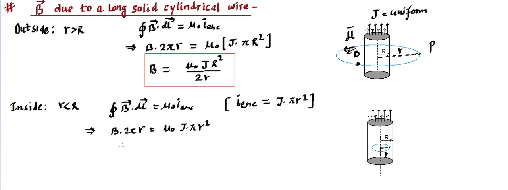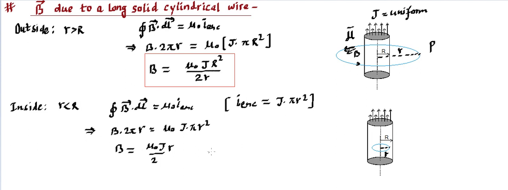If we settle it down, then you'll find B is going to be equal to, 2 pi, and this pi is getting cancelled out, 1 r is getting cancelled out. Sorry, it's going to be mu naught, and 1 r is getting cancelled out and pi is getting cancelled out, so it's going to be mu naught J into r upon 2. That's what it is going to be.